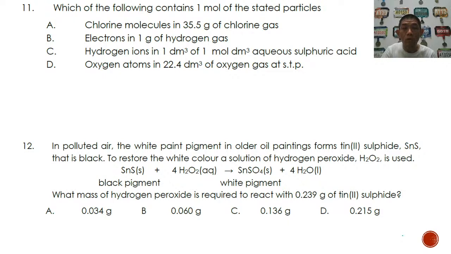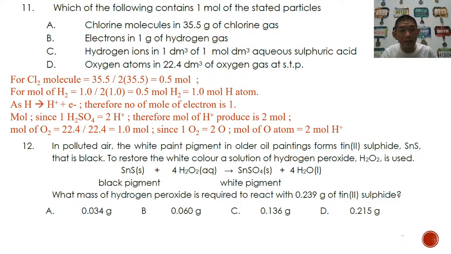Which of the following contain 1 mole of stated particles? A. Chlorine molecules in 35.5 grams of chlorine gas. You have to understand that chlorine exists as a diatomic molecule. In A, the question already wants chlorine molecules, not chlorine atoms. So for chlorine molecules, 35.5 divided by 2 times 35.5, you get 0.5 mole.